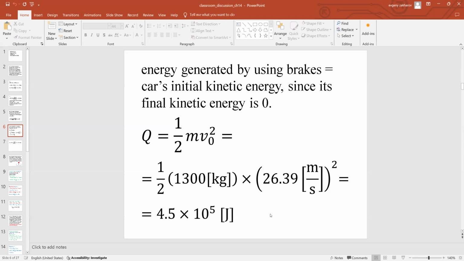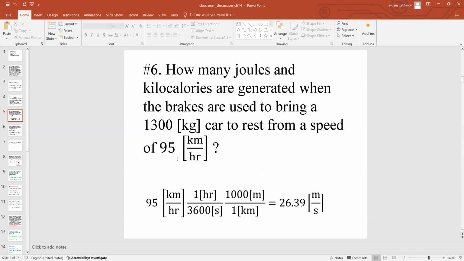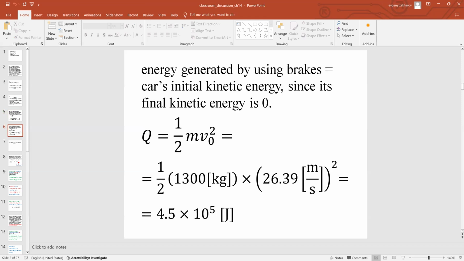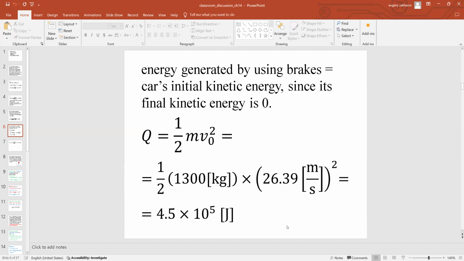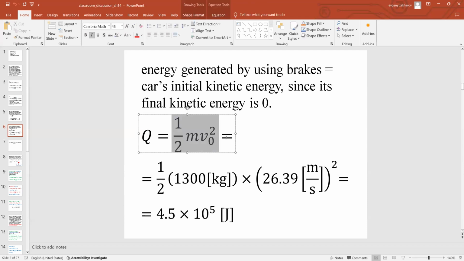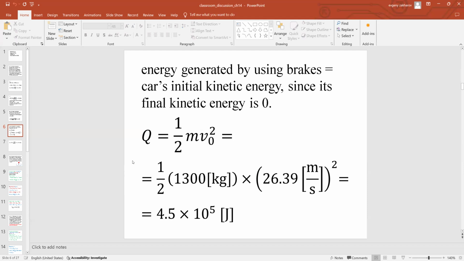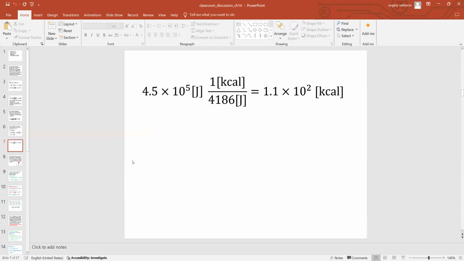So every time you apply the brakes to slow down from 95, that's about 60 miles per hour, you actually convert a hell of a lot of energy from your energy of motion into just heating up the environment through the process of braking, using the brakes. So kinetic energy is converted into thermal energy. This is your energy balance for this problem.